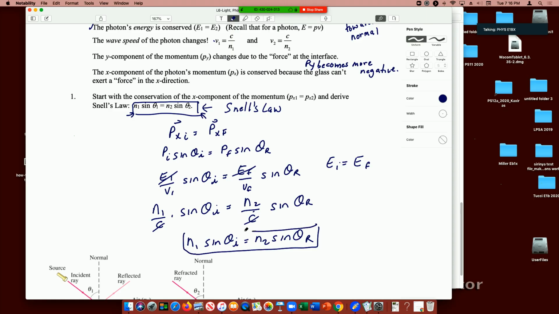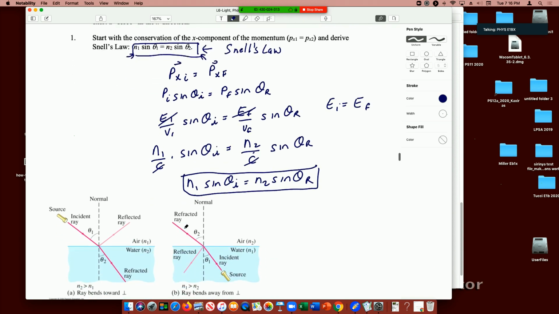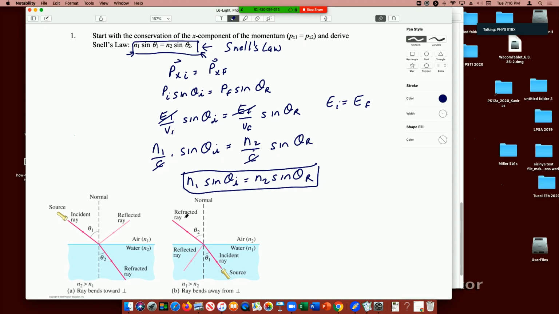How many people were able to actually get that? Okay, great. I've already demonstrated that when you're going from a low index to a high index, like from air to acrylic, the refracted beam bends towards the normal. When you're going from a high index, like water, to a low index, like air, the opposite happens.